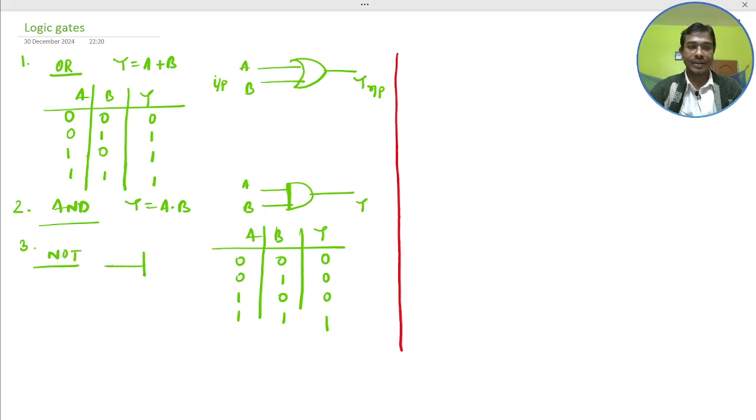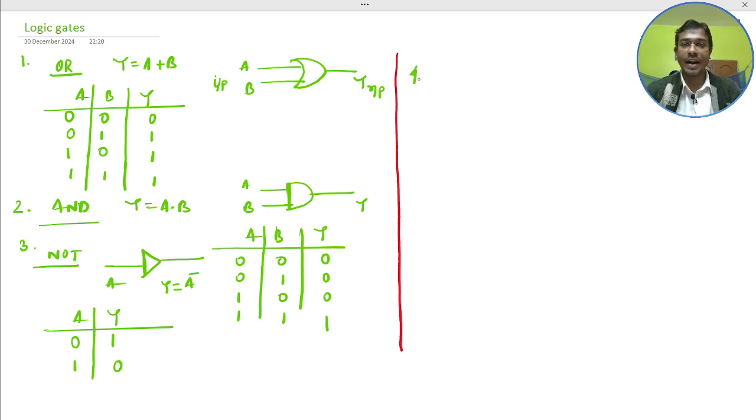This is defined in the circuit diagram here. This is NOT, where A means A bar, so Y equals A bar. And in the truth table, the input A and the output Y are 0 1 and 1 0. This is the NOT gate.